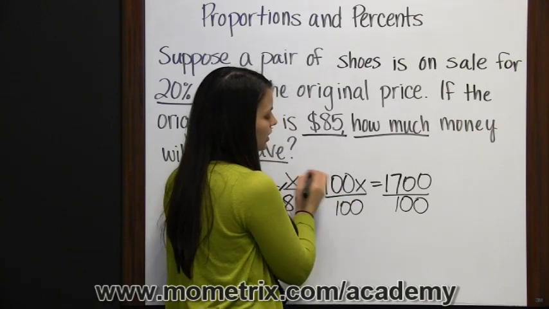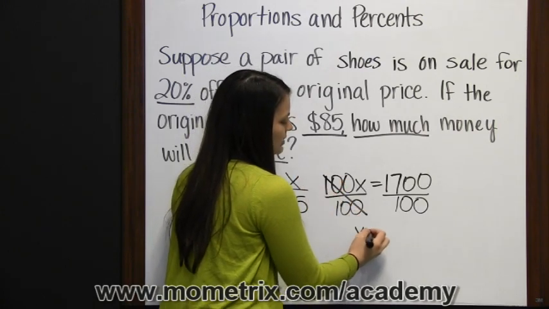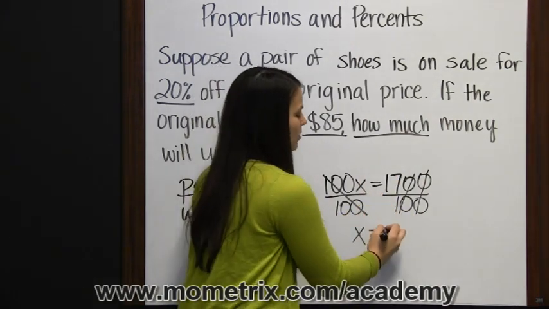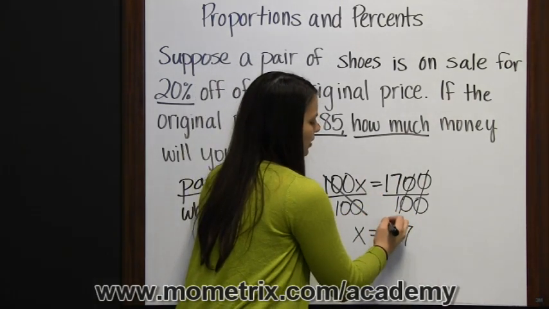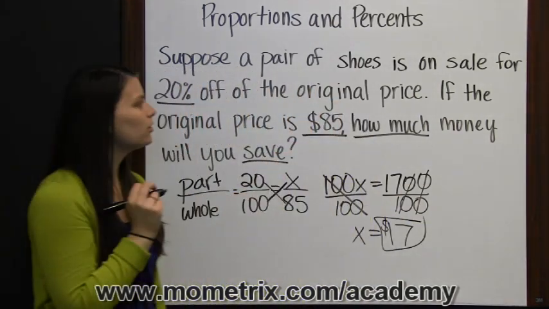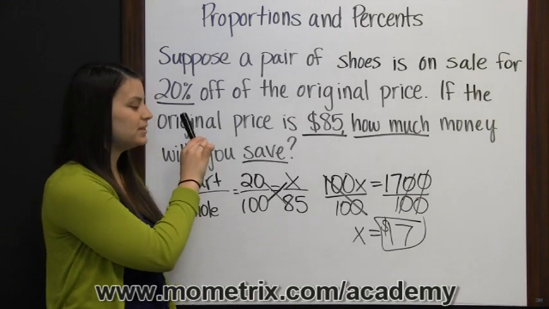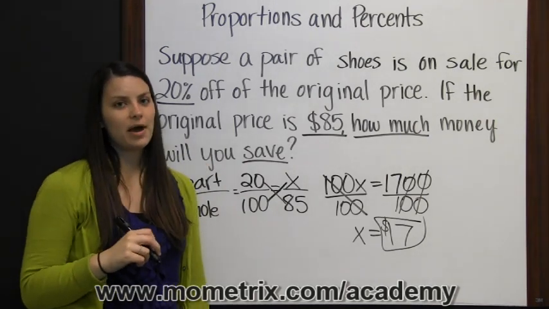100 divided by 100 is 1 times x is x. Cancel our two zeros. 17 divided by 1 is 17. Therefore, if our $85 pair of shoes was 20% off, then we'd be saving $17 when we buy our shoes.